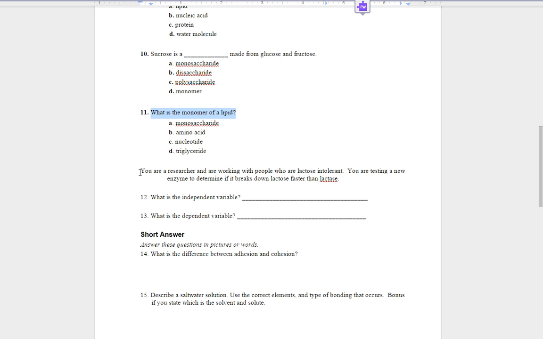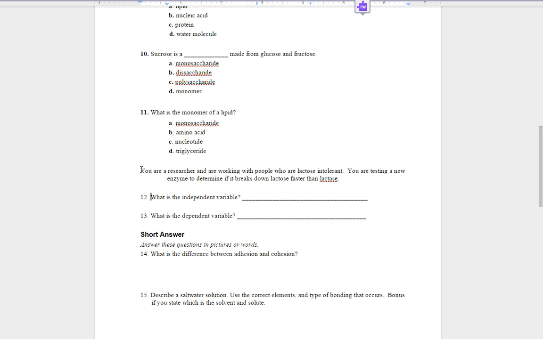All right, time to put on your thinking cap. You are a researcher and are working with people who are lactose intolerant. You are testing a new enzyme to determine if it breaks down lactose faster than lactase. In this situation, what is the independent variable?